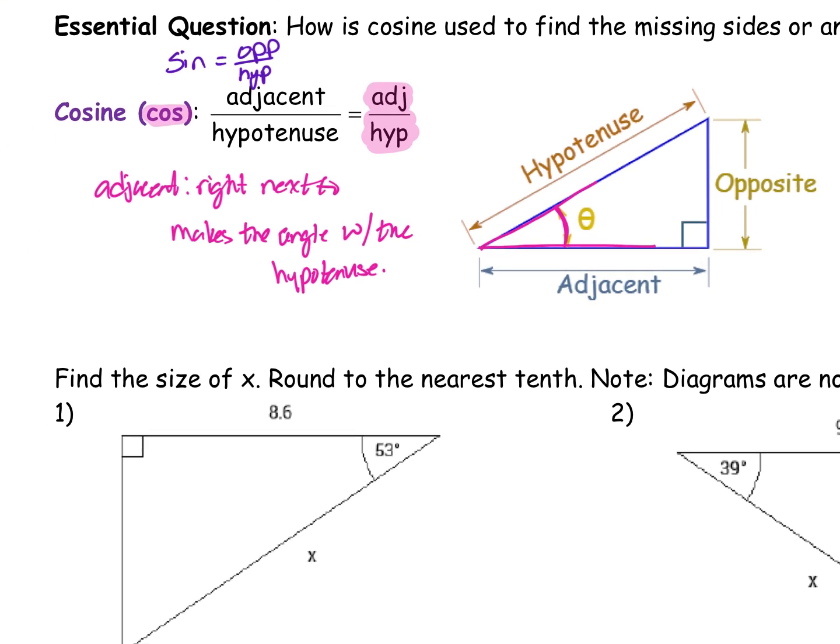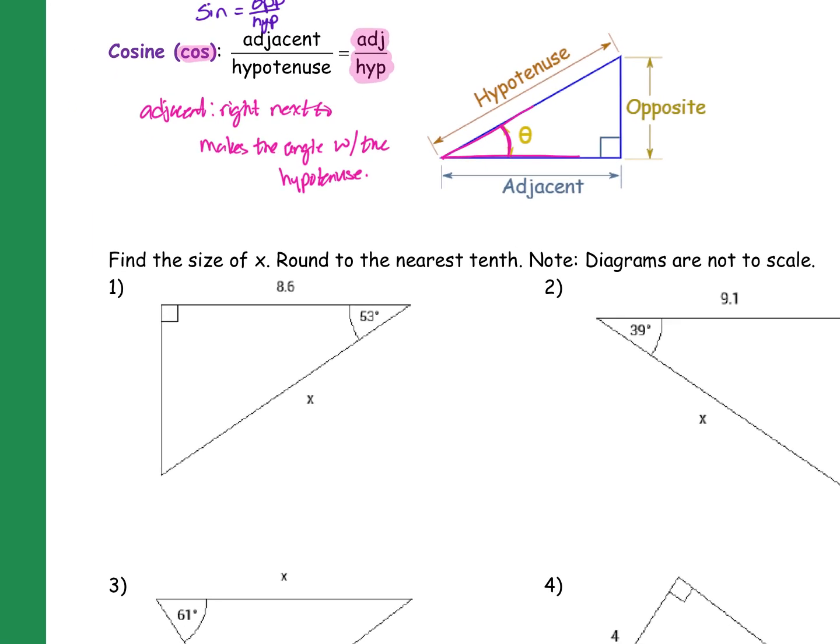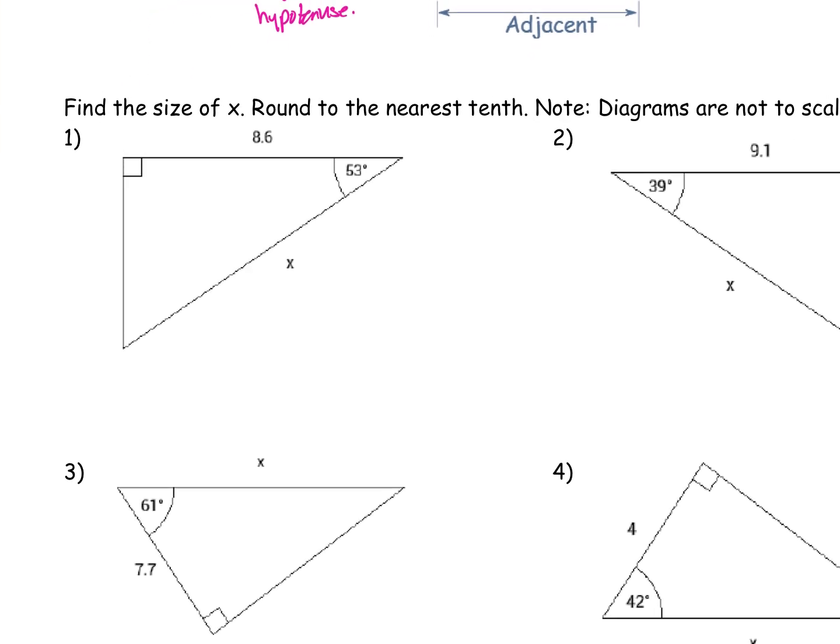We're going to go to the first problem. Again, the same thing. Find the size of x, round to the nearest tenth. So we want one decimal place. If my decimal place is a 0, I might go to two decimal places. So find the size of x.